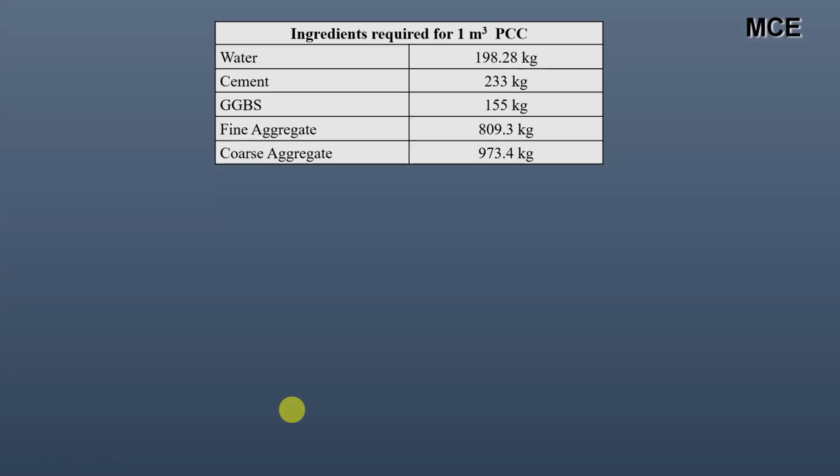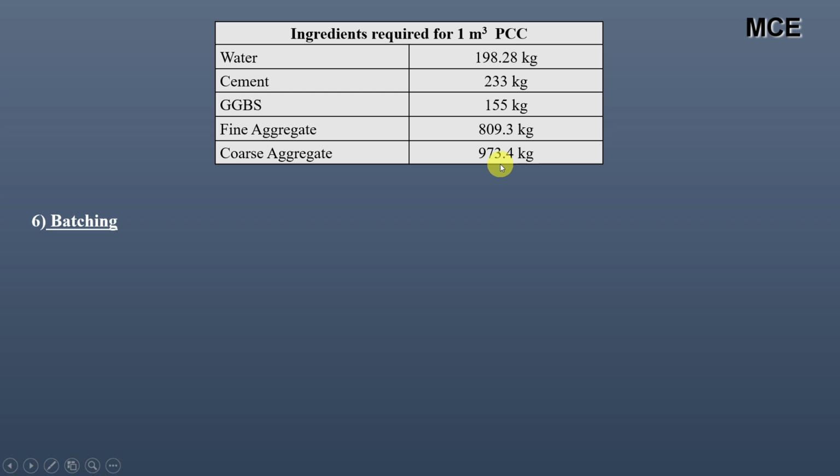Okay. So ingredients required for 1 cubic meter of our PCC: water is 198.28 kg, cement is 233 kg, GGBS is 155 kg, fine aggregates is 809.3 kg, and coarse aggregates is 973.4 kg.